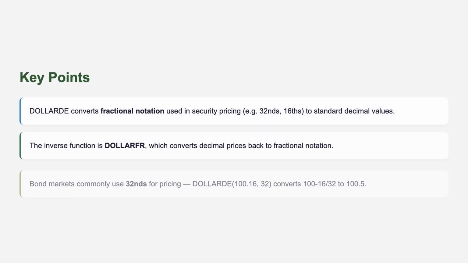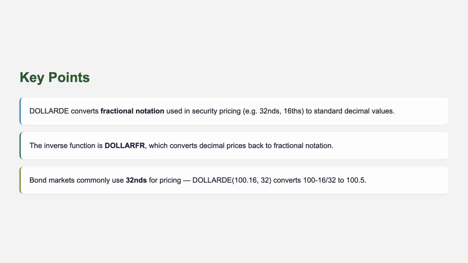Key points to remember. DOLLARDE converts fractional notation used in security pricing to decimal values. Bond markets commonly use 32nds for pricing. The inverse function is DOLLARFR, which converts decimal prices back to fractional notation.